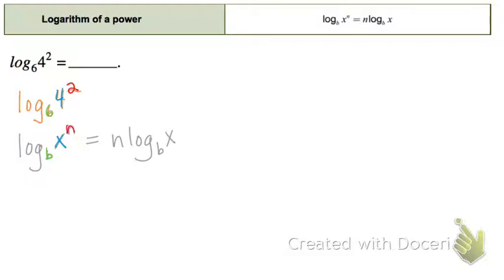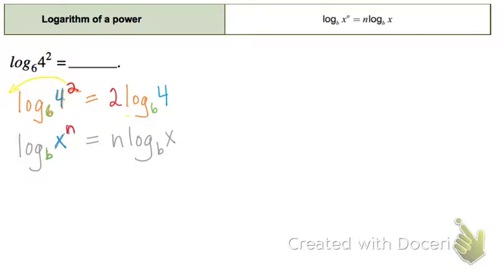So let's rewrite this, but instead of n, b, and x, we're going to substitute in the 6, 4, and 2. We're really just taking that exponent and putting it at the front and multiplying by that number instead. So now we know that if we can find the log of 4 with the base 6, then we just need to multiply that by 2 and we'll have the answer.